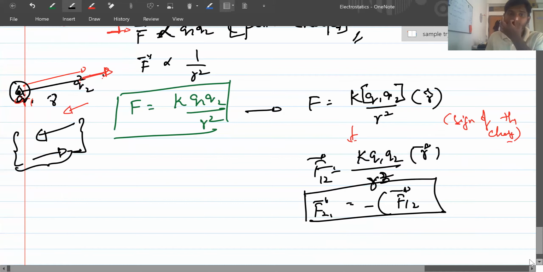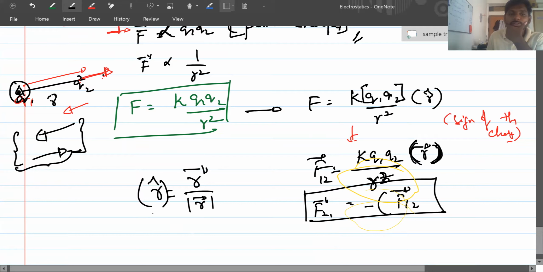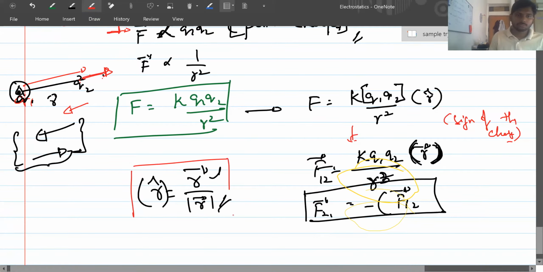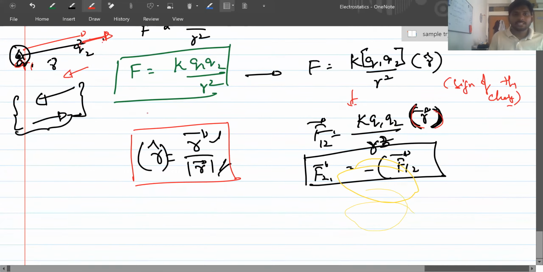Sir, this is R square, no? When we write R vector here, then it will be R cube. R cap is a unit vector, which is equal to R vector by magnitude of R. Instead of R cap, I substituted R vector by magnitude of R, so that is why you will get R cube if you write it as R vector.